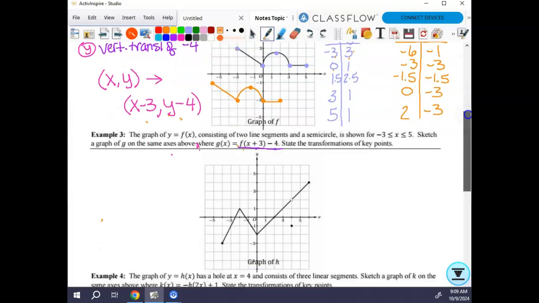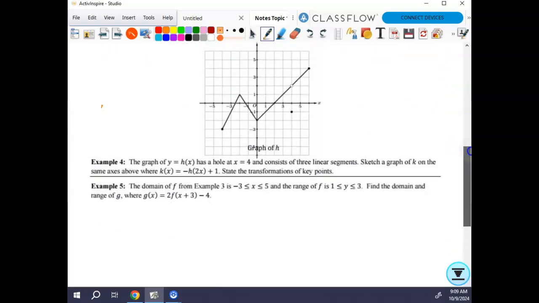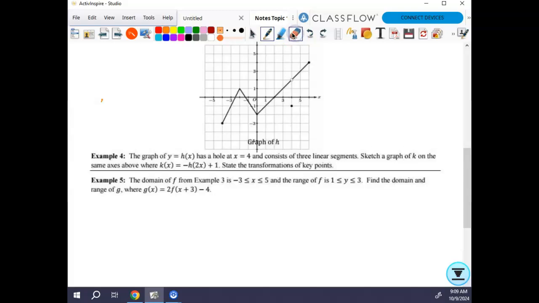So let's move on to this one. So this says the graph of y equals h of x has a hole at x equals 4. All right, so we've got a hole at x equals 4, and it consists of 3 linear segments. Sketch a graph of k on the same axes, and we have to state the transformations of key points. Okay, so we're going to start with this negative.